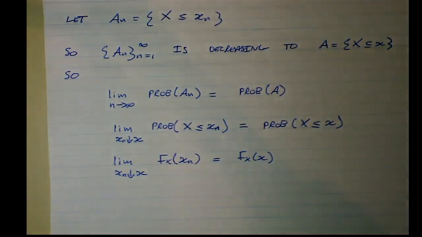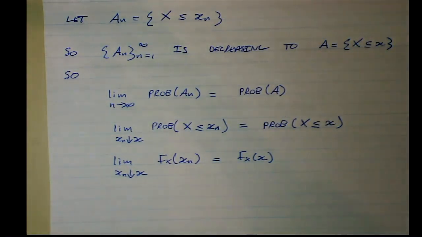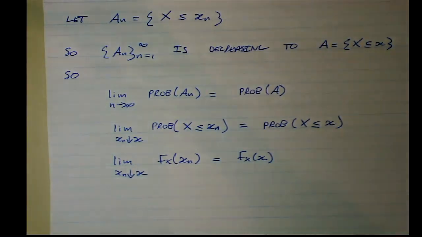That means that this function is right continuous. If you imagine it on paper, as you come in from the right, you're coming in from a large value of x and you're decreasing x, going from right to left. That's what this little symbol denotes. And so we have right continuity if the limit, as we come in from the right, as we decrease x, is equal to F_X of x. That's the definition of right continuous.